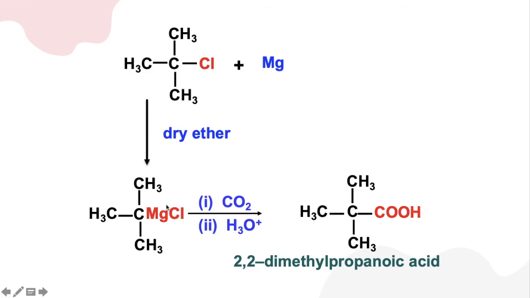So it's like you're replacing MgCl with the carboxylic acid functional group. Carboxyl functional group replaces MgCl. That's how you write the chemical reaction for formation of carboxylic acid using Grignard reagent.